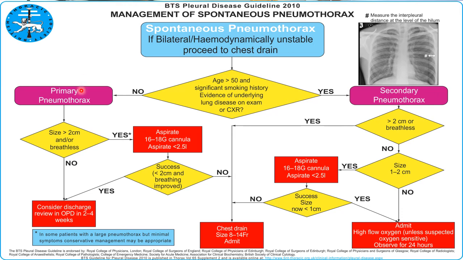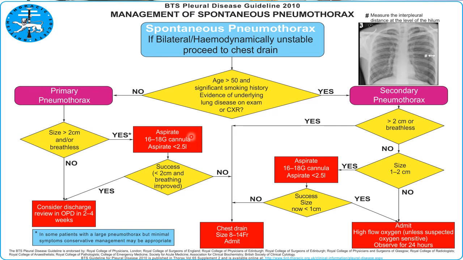So that is a primary pneumothorax. What should we do? We need to measure the size of the pneumothorax. Usually we measure from the lateral chest wall to the lung border at the hilum level. So on that level, that arrow here. If that measurement is more than 2 centimeters or the patient is breathless, we will do an aspiration.